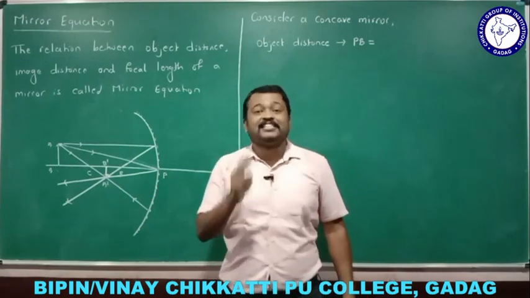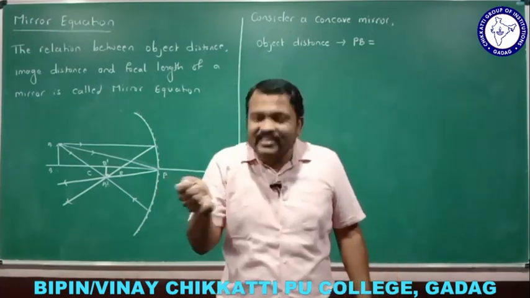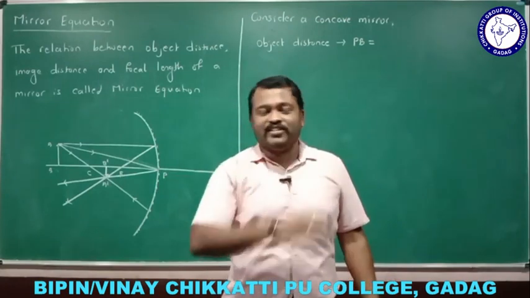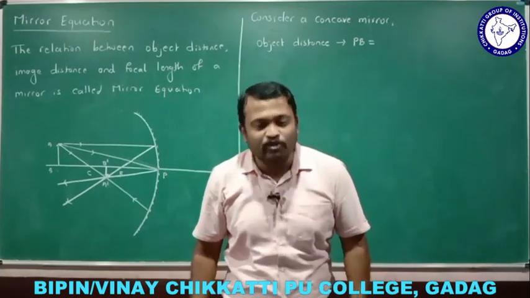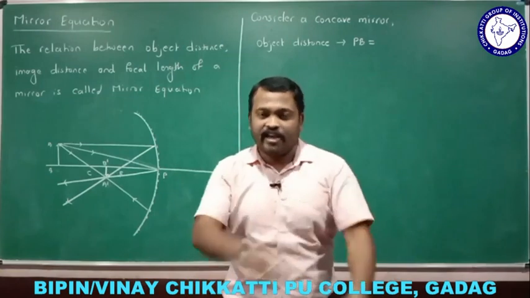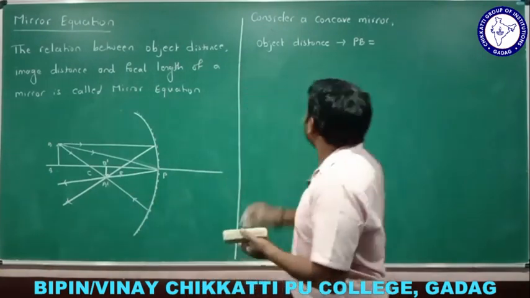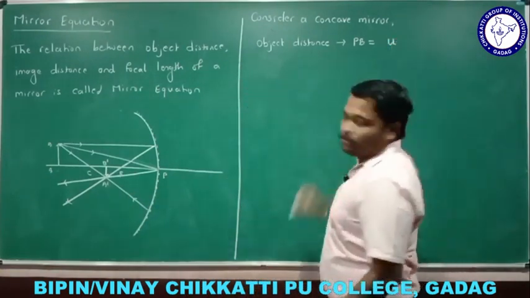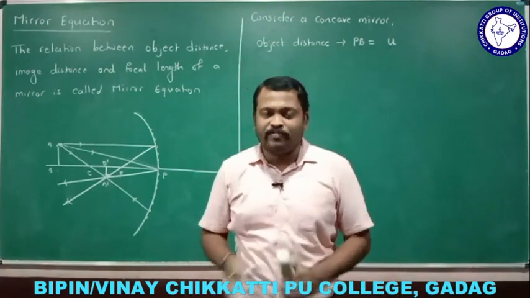We have studied in the sign convention that if the distances are taken in the direction of the incident ray, then they are taken as positive, otherwise they are taken as negative. Come on, tell me now. What is the incident ray? The incident ray is denoted by U. Is it plus U or minus U?